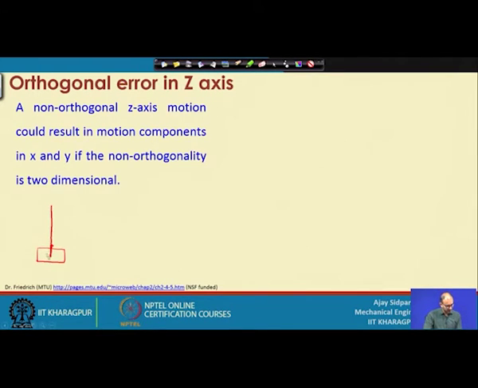So, when you are drilling with a straight line, we assume that this is a straight cutting, that means it is a uniform diameter, correct. That is only possible when your axis is perfectly straight. A straight hole, correct. So, non-orthogonal z axis motion could result in motion components in x and y if the non-orthogonality is in two dimensions. Now, what is meant?